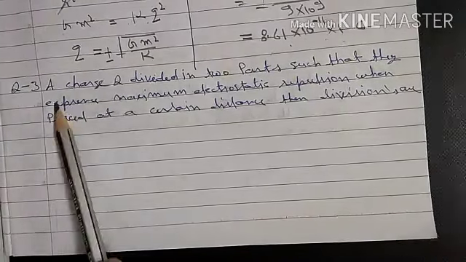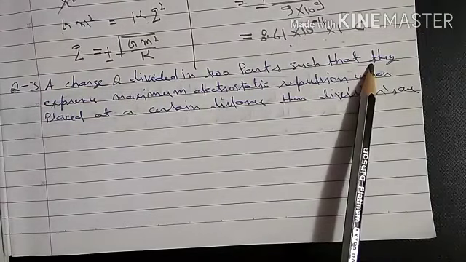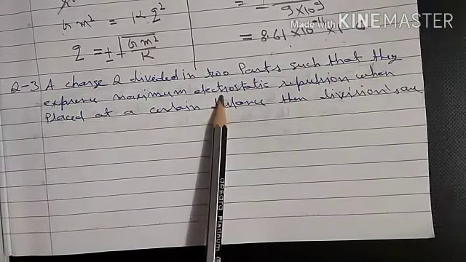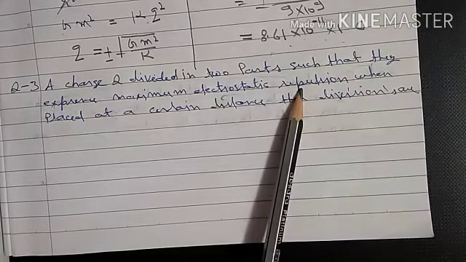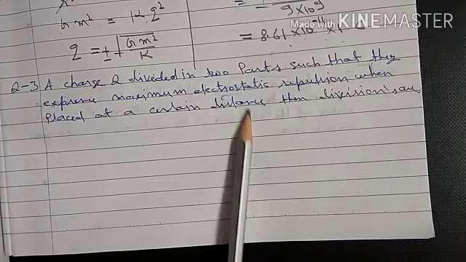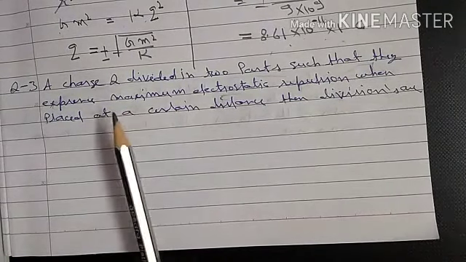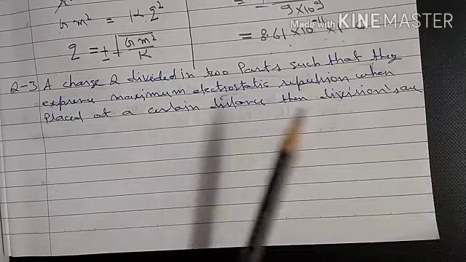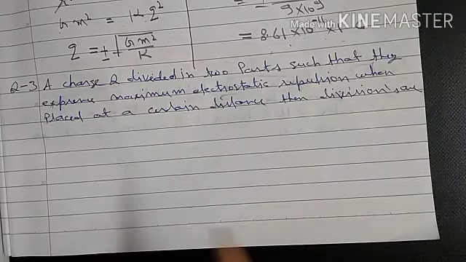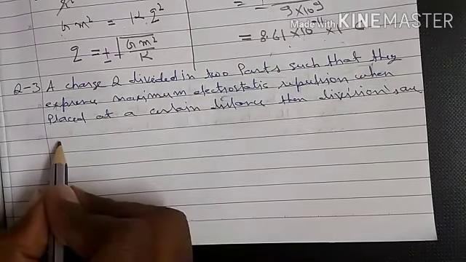Next question: a charge Q is divided into two parts such that they experience a maximum electrostatic repulsion when placed at a certain distance. Then the divisions are? We want to find the charge division, meaning what are the charges? Let one charge be q and another will become capital Q minus q.